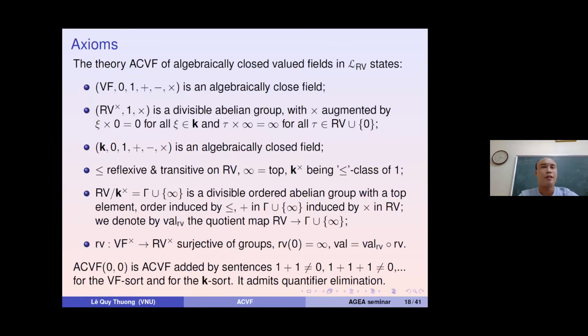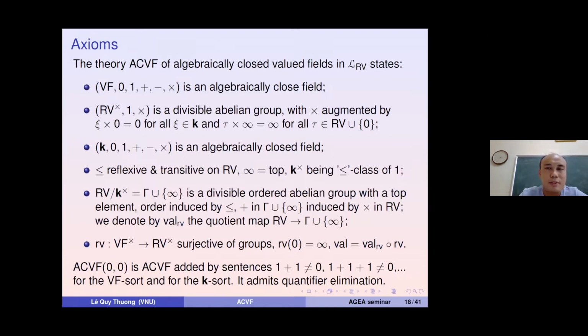Okay, now we mention the theory ACVF of algebraically closed valued fields in the language. We have many axioms. First one is we state that VF with 0, 1, addition, subtraction, and multiplication is an algebraically closed field.